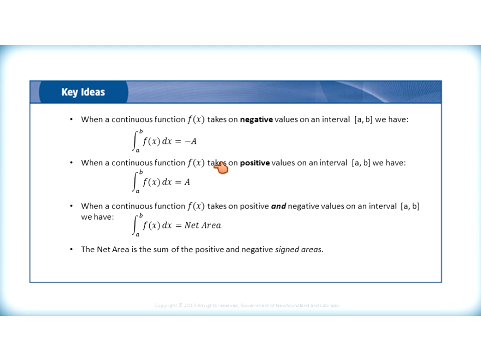When a continuous function f of x takes on positive values on an interval from a to b, we have the integral from a to b is +A. And when a continuous function takes on both positive and negative values on the interval from a to b, we have the integral from a up to b, f of x dx equals what we call the net area. So the positives are positive signed areas, the negatives are negatives. Add them together, counting positives and negatives, and you get the net area, which is the sum of the positive and negative signed areas. Hopefully that was helpful for you.